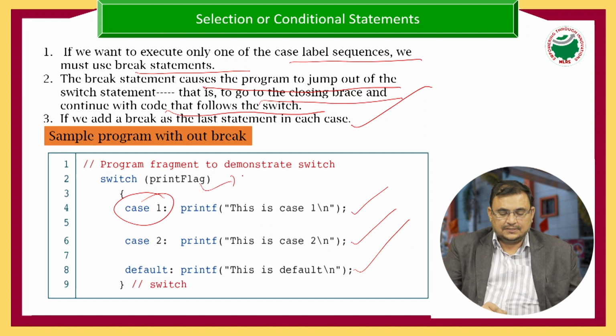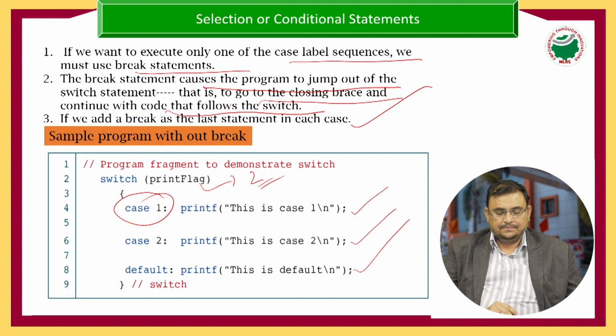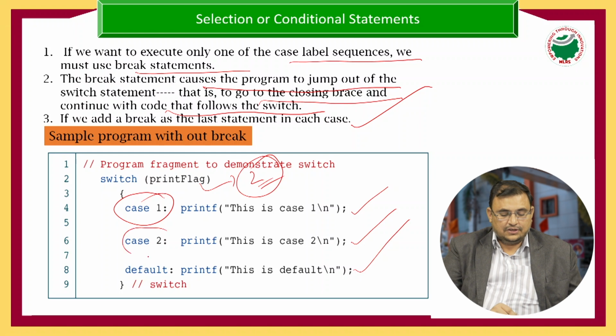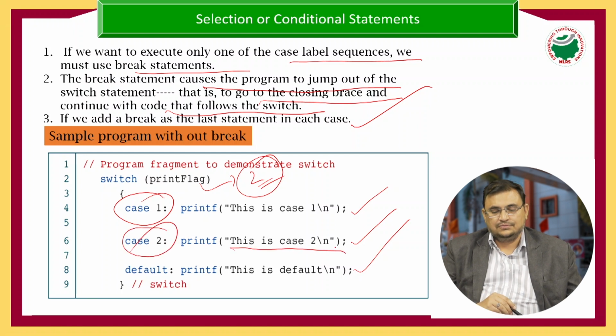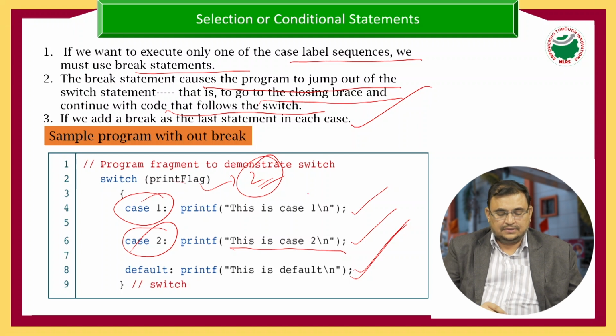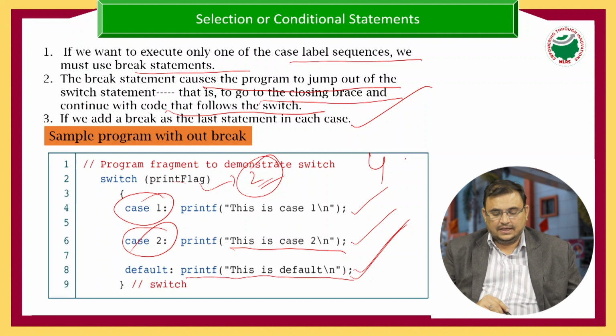Assume the switch expression result is 2. So the first one is skipped, not a match. The second one is a match. So 2 matches with case 2, then it will print this is case 2. After that, it prints this is default. Assume the expression result is 4. 4 is not matching with case 1, so skip; case 2 is not matching with 4, skip; default, it will print only the default case. So no case is matched, this is default.